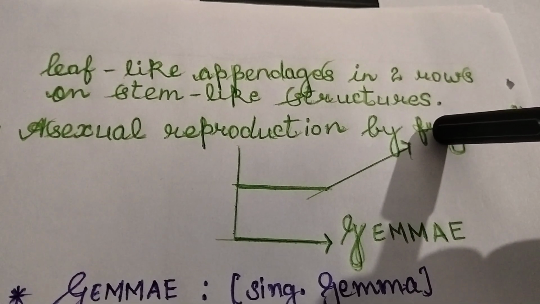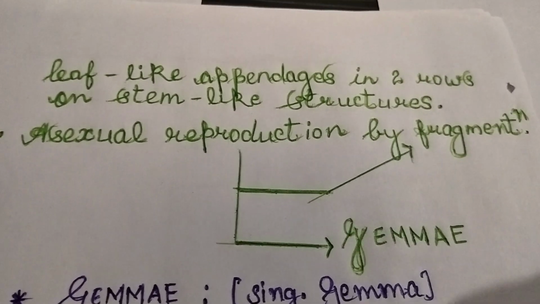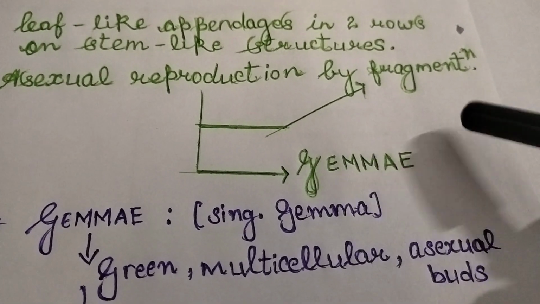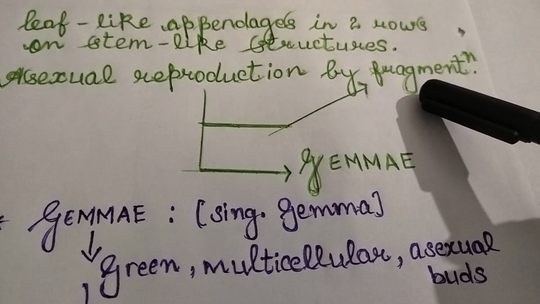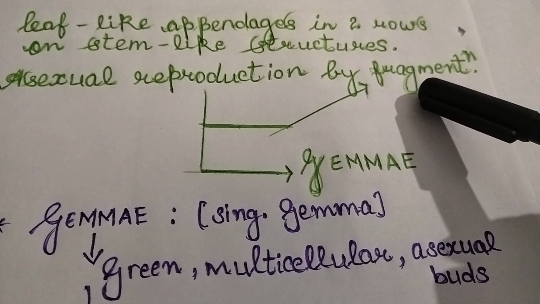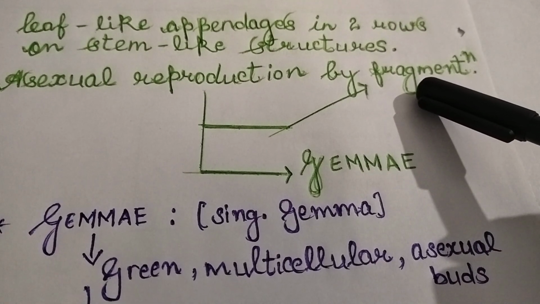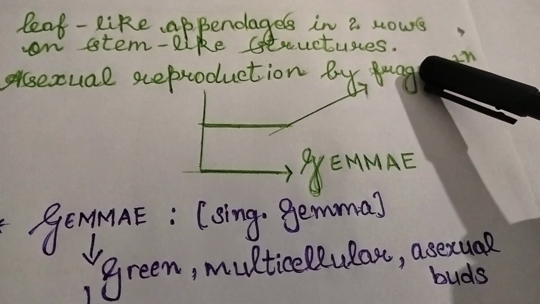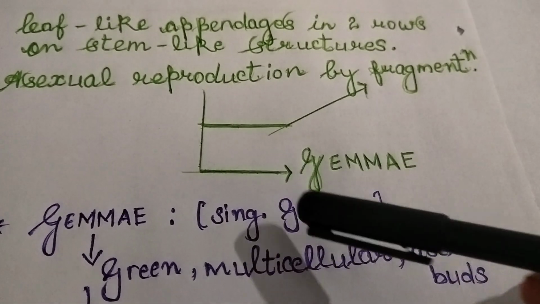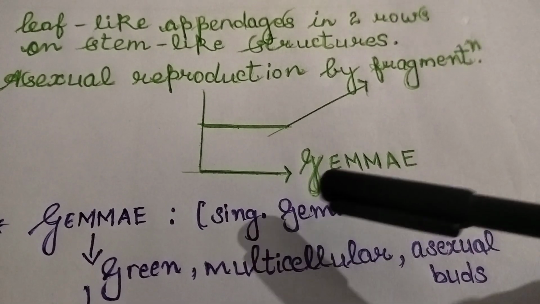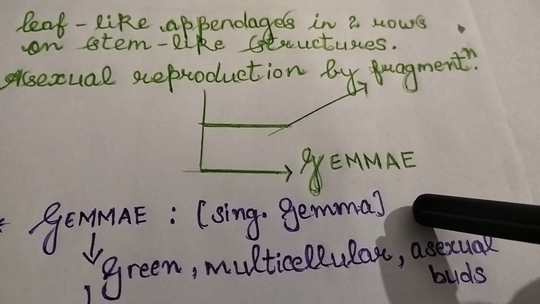Now coming to the asexual reproduction of liverworts. Asexual reproduction takes place in two ways. One is fragmentation. Fragmentation we have studied so many times. The plant body is divided into different fragments. Fragments shed off from the parent body and each fragment grows into a new thallus. So one type of asexual reproduction is by fragmentation and one more type of asexual reproduction shown in liverworts is by gemmae.